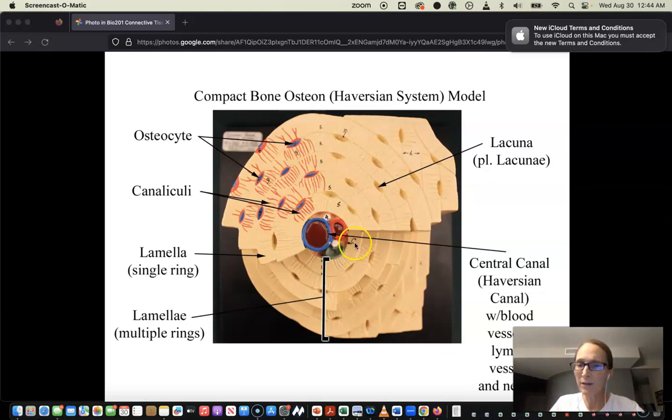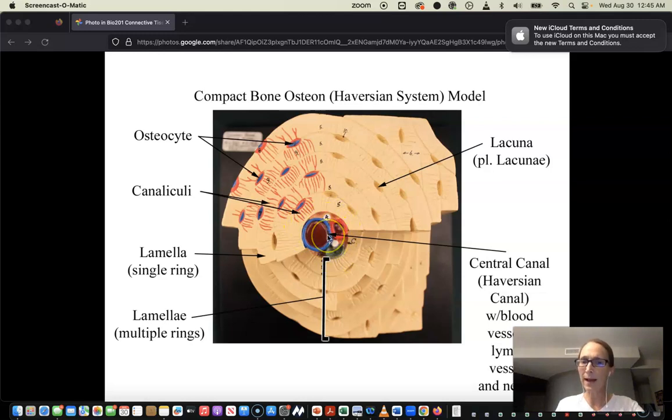And again, the whole reason that this bone model is built around these osteons is that they have this central canal, and through that central canal is where your blood vessels are going to run. We talked about that, but we didn't talk about the fact that there are lymph vessels as well as nerves running through here. So this central canal will have blood vessels, lymph vessels, which I know we haven't talked about the lymphatic system yet, but we will, as well as nerves. So they're all running through that central canal.